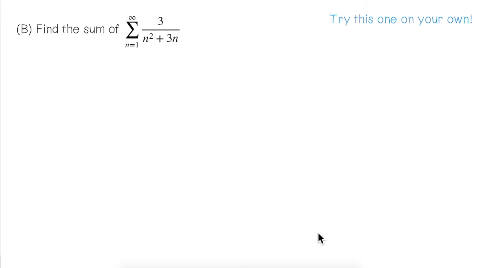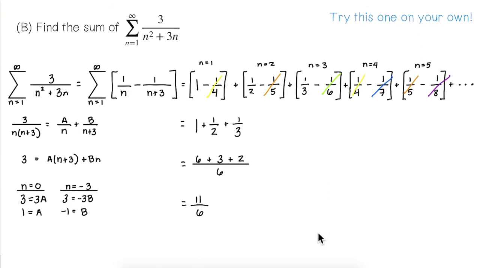Okay, so I'm hoping that you paused this and tried it. And if you did, here is the work for it. When you break it apart, you should be able to break it into the sum from 1 to infinity of 1 over n minus 1 over n plus 3. And when you do that, if you break apart your terms, I wrote out the first 5 terms. The only numbers you're going to end up with are 1 plus 1/2 plus 1/3. And if you combine all of those together, you get 11 over 6.